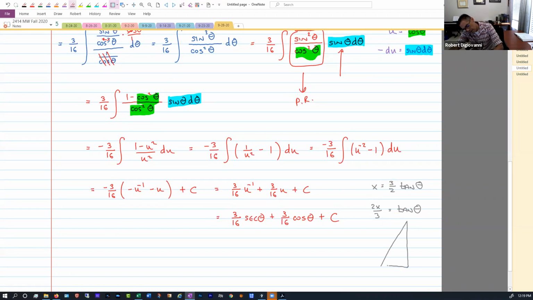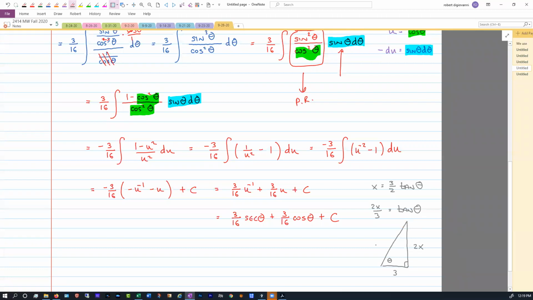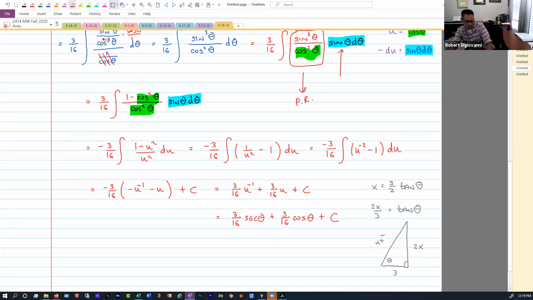All right, good, Jorge. Now, opposite side, Jorge, is 2x. Did I say hypotenuse? I did say hypotenuse. I apologize. Tangent is opposite over adjacent. And so we have the opposite and the adjacent side. So this should be a 3. Jorge, what's the hypotenuse then? That would be the square root of 4x squared plus 9, right? Yeah.